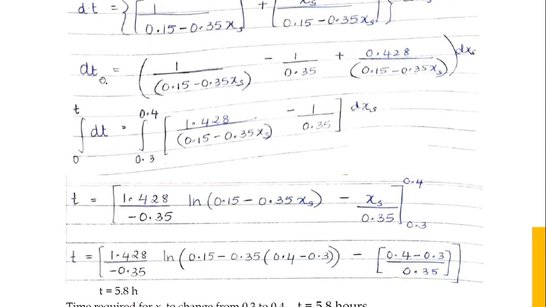So how do we do the integration? Look at this, denominators are the same, numerator I can club, right? So 1 plus 0.428, denominators are the same, I'll club it. 1.428 divided by 0.15 minus 0.35x, minus, yeah, that's a constant, integrate. Now while I'm integrating, I need to take the limits of integration. How do we take it?